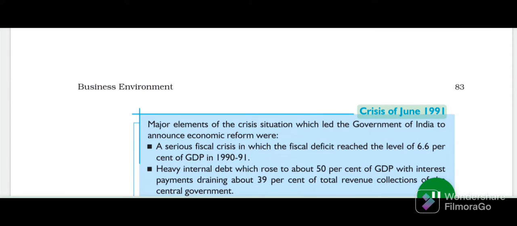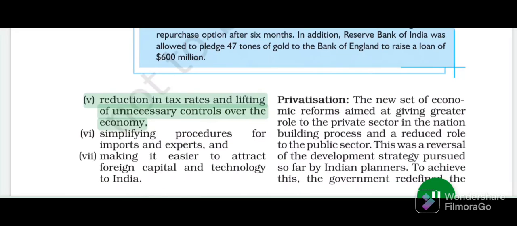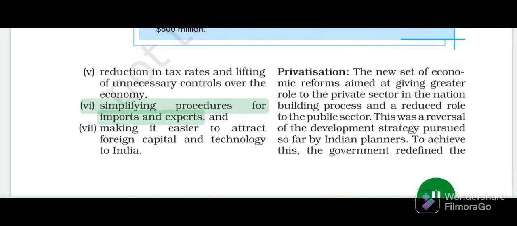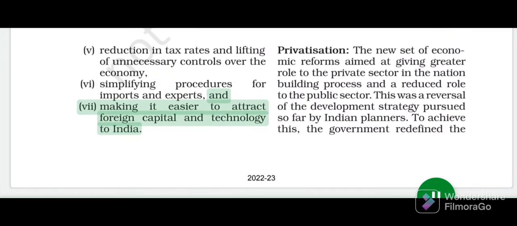Crisis of June 1991. Reduction in tax rates and lifting of unnecessary controls over the economy, simplifying procedures for imports and exports, and making it easier to attract foreign capital and technology to India.